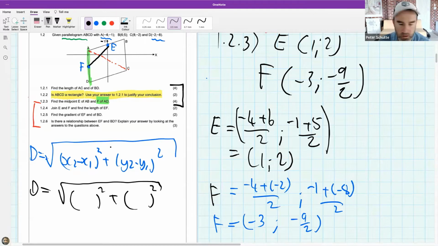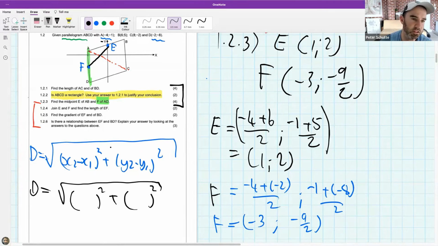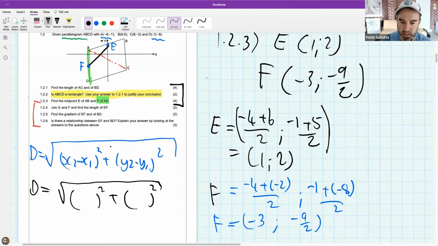Okay, so keep those answers for EF coming. And then also I want students to say what the gradient is for EF and BD. Those are the two next questions. So let's see how that goes.